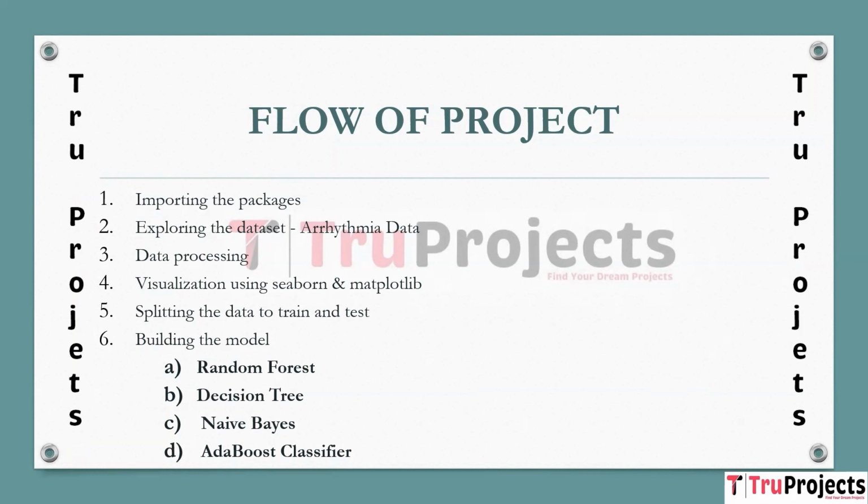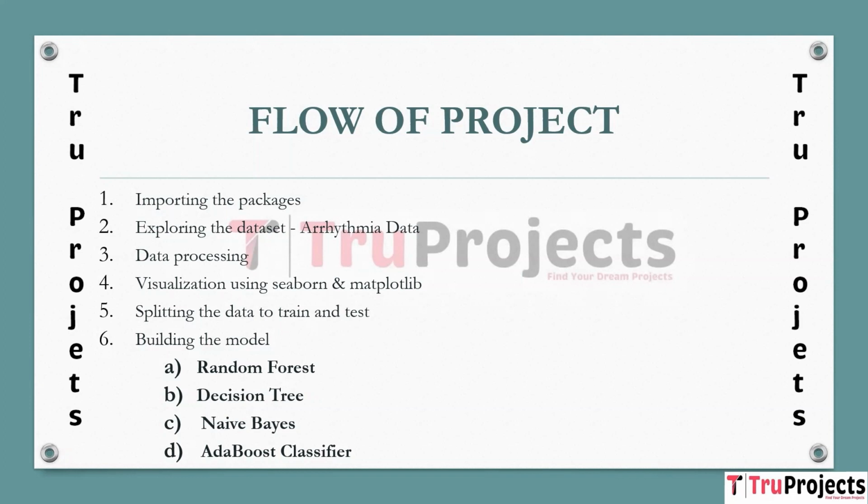Next one is decision tree. It is a tree-based algorithm that makes decisions by splitting data into branches based on features. Decision trees are interpretable and help in understanding feature importance in COPD diagnosis. Third one is naive Bayes. It is a probabilistic algorithm based on Bayes' theorem that assumes feature independence. Naive Bayes is used for its simplicity and effectiveness in probabilistic classification tasks related to COPD.